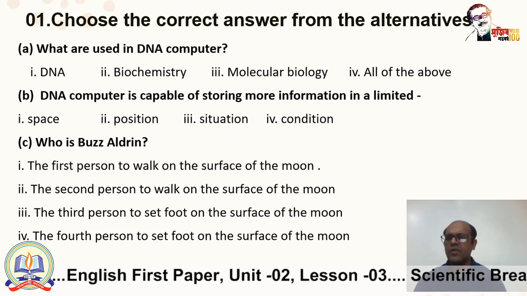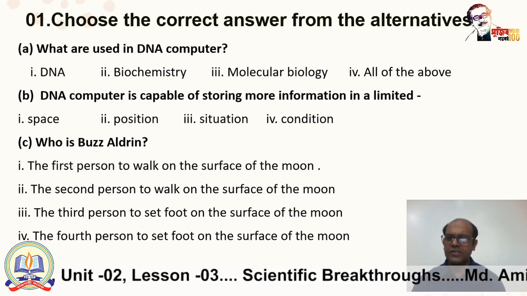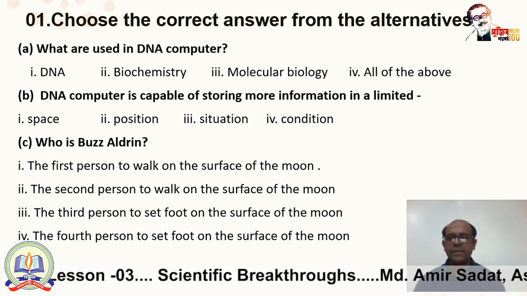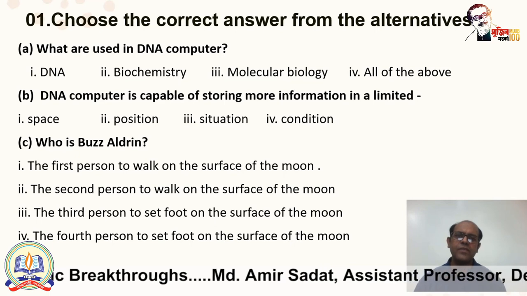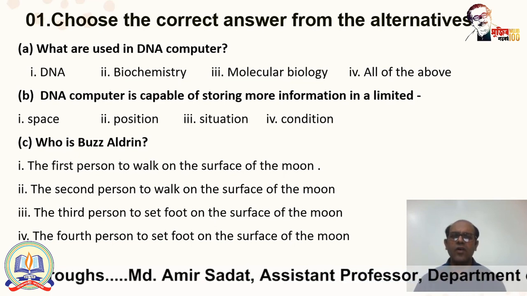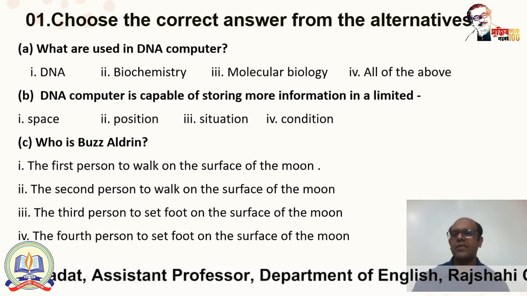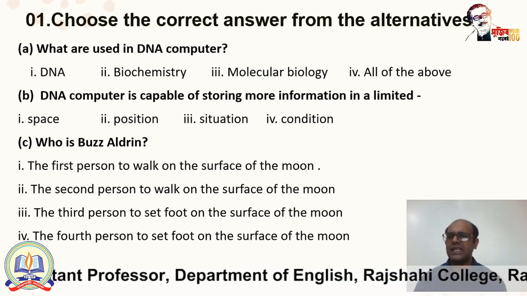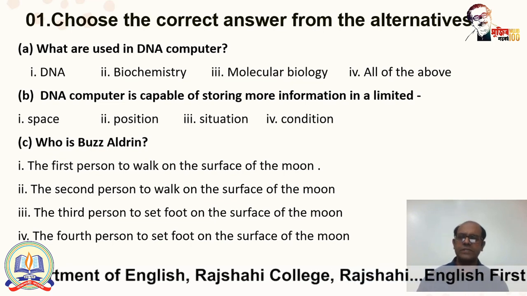Okay, number A, what are used in DNA computer? There are 4 options. Number 1, DNA. Number 2, biochemistry. Number 3, molecular biology. Number 4, all of the above. And the answer is all of the above. So DNA computer means DNA and biochemistry and molecular biology.